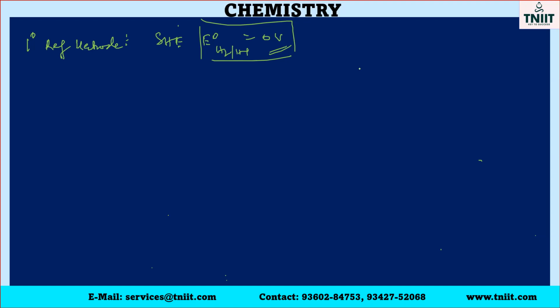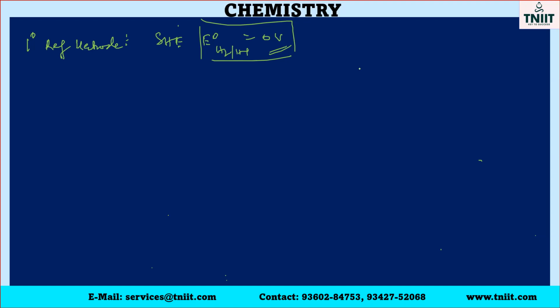And the hydrogen gas must be extremely pure. It should not contain even dust. If it contains dust, it will poison the platinum metal. So the hydrogen electrode cannot be used in such cases. It also cannot be used in the presence of an oxidizing agent.